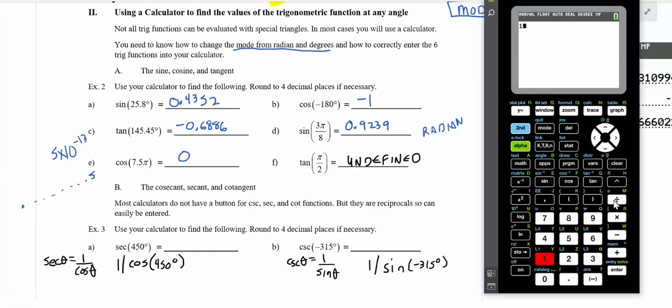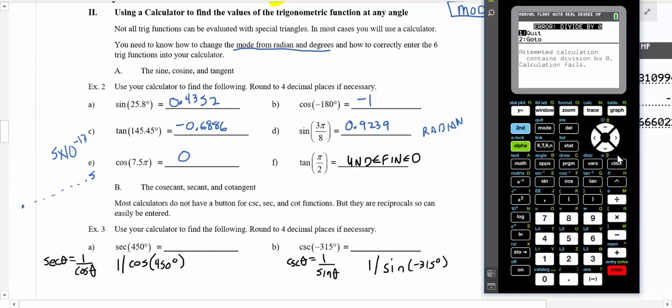Just go 1, first one, 1 over cosine 450 degrees. Make sure you're in degree mode when you do that, of course. And, okay, then you'll get an error, and that's going to happen some.